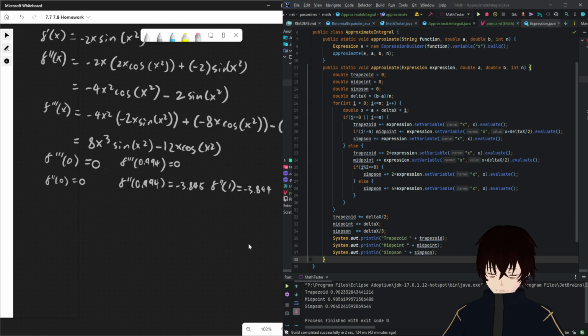Wait a second. Oh, there's an equation solver here. Now I have to enter everything again. 8x cubed sine x squared is equal to 12x cosine x squared. From 0 to 1.